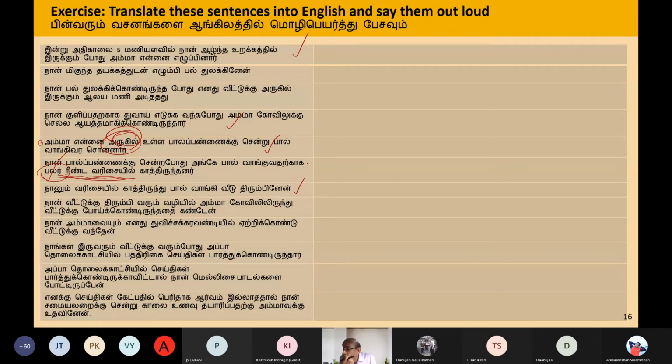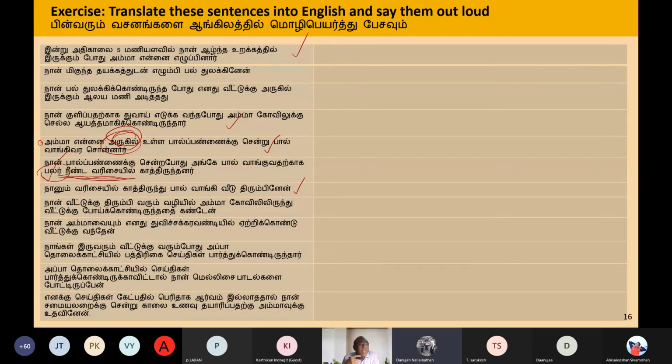Next one, what is the next one? Who's going to go for it? நானும் பஸ்ஸில் காத்திருந்து பால் வாங்கி வீடு திரும்பினேன். I also waited at the queue and buy milk and return to home.